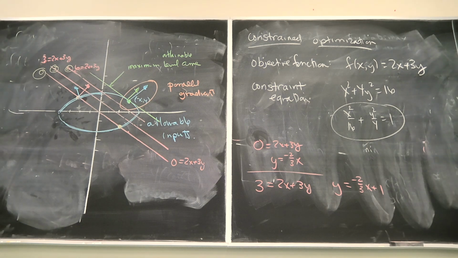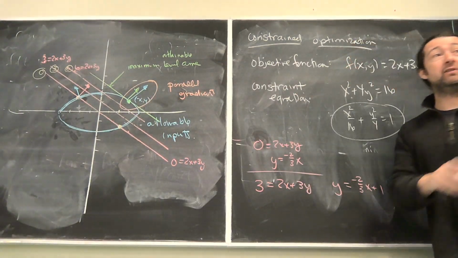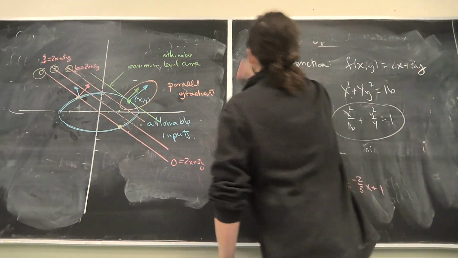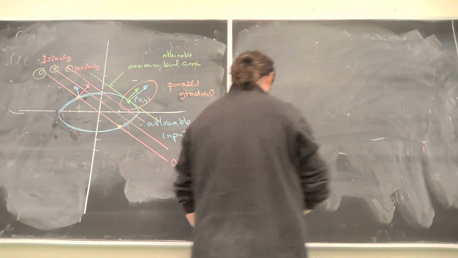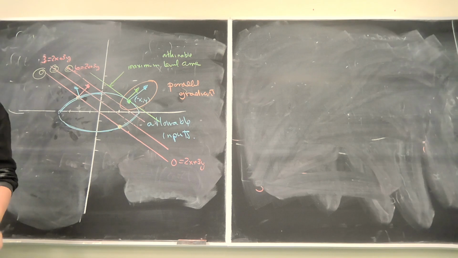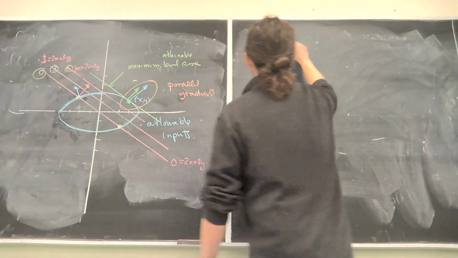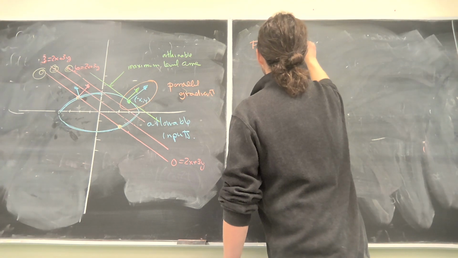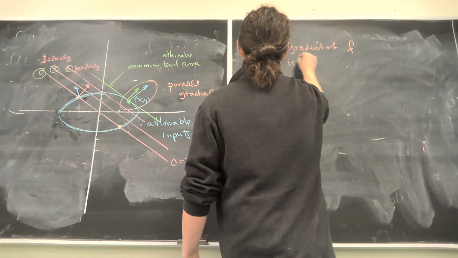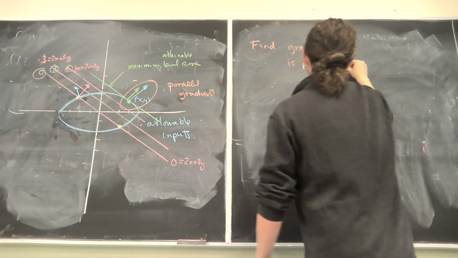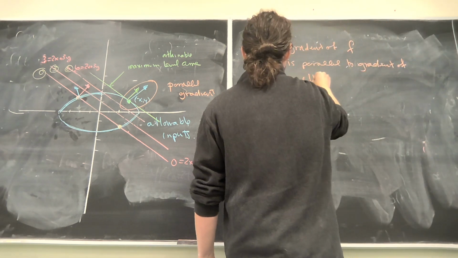Did you dot the function? You could, but it's even easier than that. You don't even need to dot the things. Two vectors are parallel to each other when one is a multiple of the other. So maybe instead what we could do is, we could find where the gradient of f is parallel to the gradient of the ellipse.